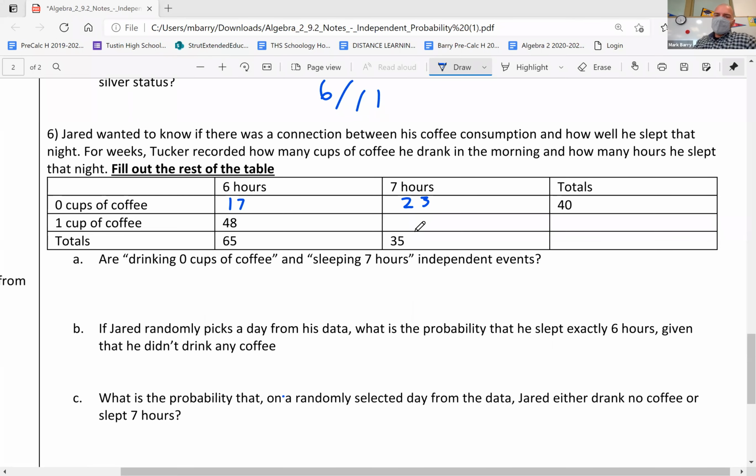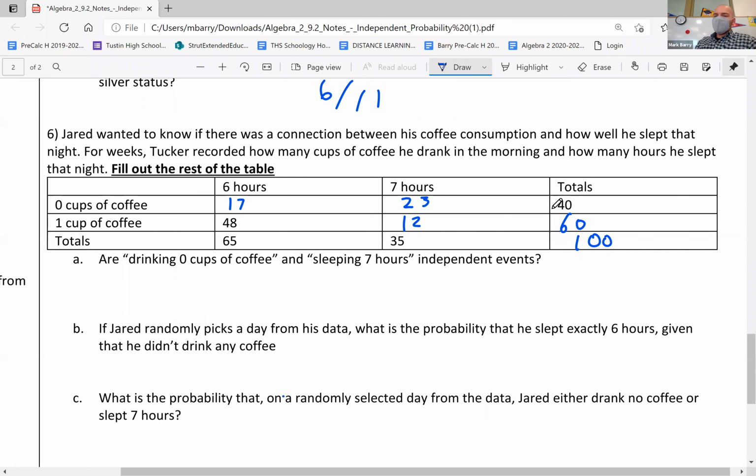All right, so now we can fill out this spot right here. If we know that there are 35 people who slept 7 hours and 23 of them are here, 35 minus 23 is going to give me 12 here. So then I can do 48 plus 12, which gives me a total of 60 people here. And I would put here that the total is 100. So we had 100 people here.